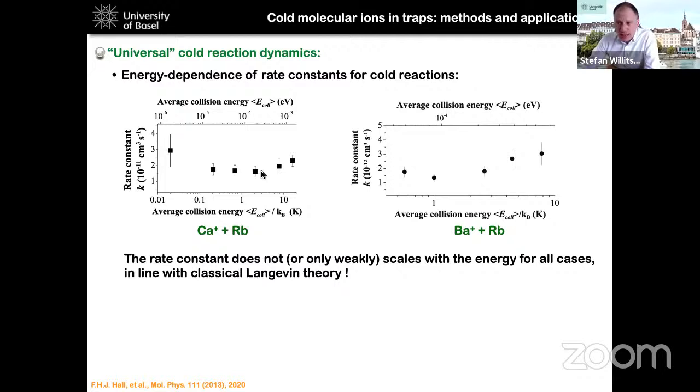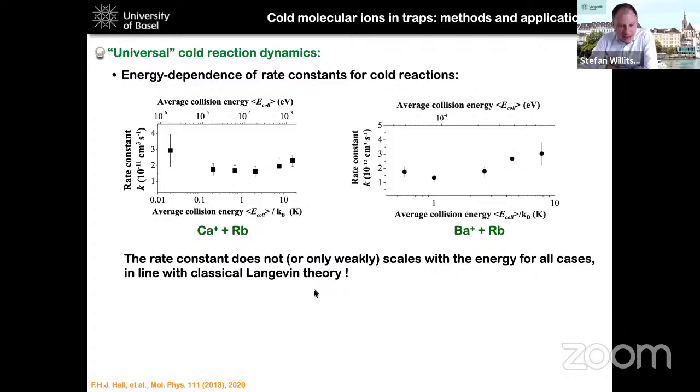So a few words on how we tuned the collision energies in these experiments. What we did is we essentially imparted a well-defined degree of micromotion to the ions. We pulled them off the RF null line to give them excess micromotion, so that the average collision energy is determined, as a matter of fact, by the average micromotion energy of the ion. Okay, and we did a similar experiment for barium plus rubidium and observed a very similar result here.